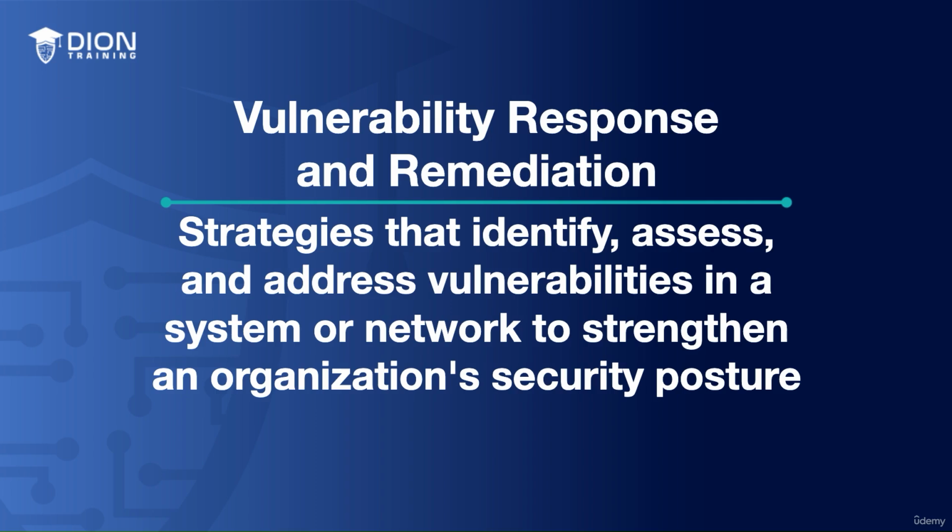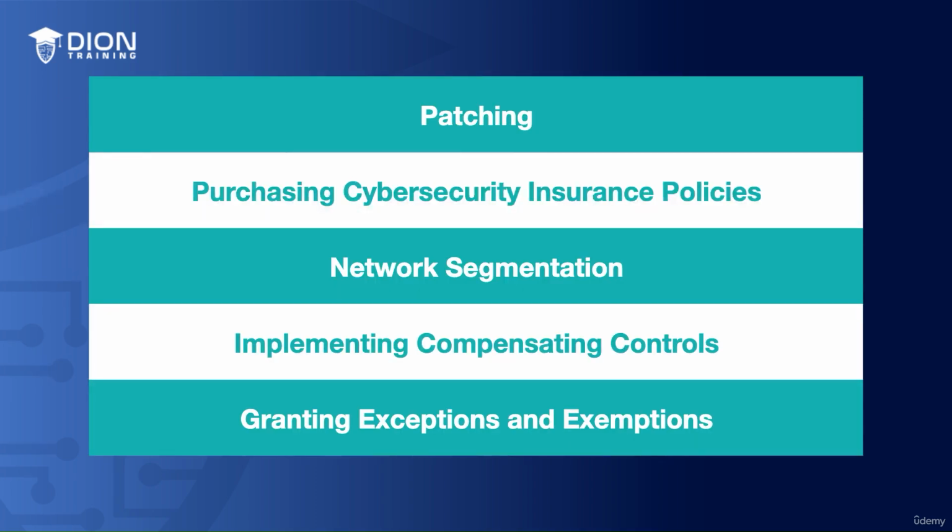neutralize that threat. The process of vulnerability response and remediation is going to encompass a range of options, including patching, insurance, network segmentation, implementing compensating controls, and granting exceptions and exemptions. Now let's take a look at each of these options and how they contribute to an organization's overall cybersecurity strategy.